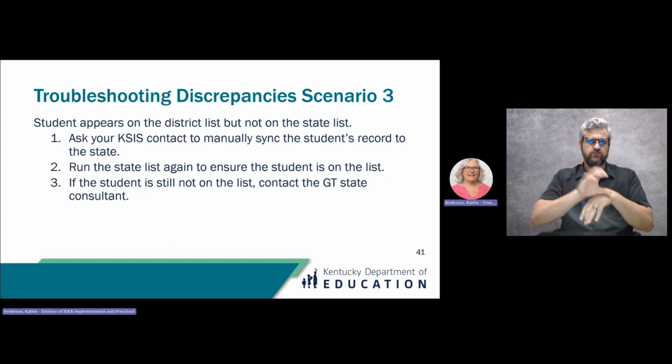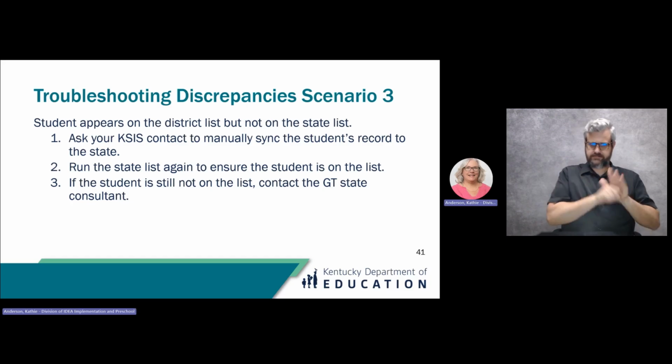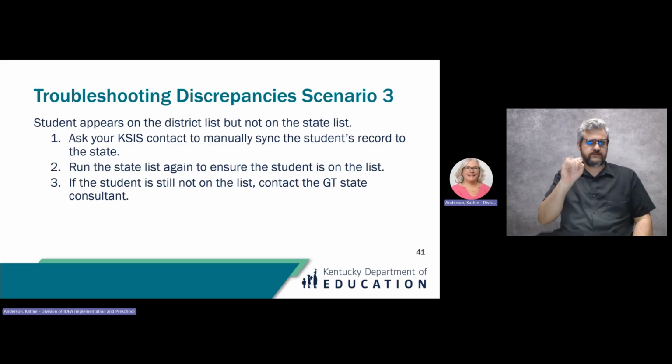This is the last scenario. This is scenario number 3. The student appears on the district list but not on the state list. Ask your case's contact to manually sync the student's record to the state. Run the state list again to ensure the student is on the list. If the student is still not on the list, contact the GT state consultant.